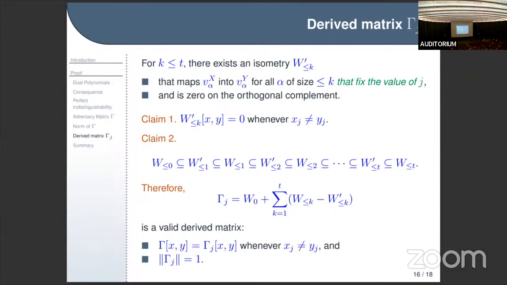So this is a difference. This means it lives in the orthogonal complement of the domain here, so it's orthogonal to W0. The domain of this isometry is orthogonal to this thing, so they have orthogonal domains. And they are all isometries, so their norms are 1. Okay, so that's the whole proof.